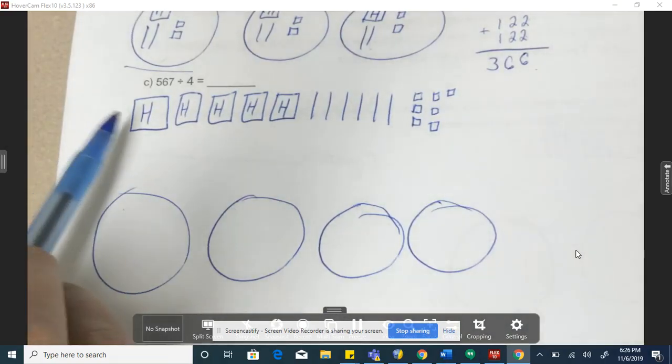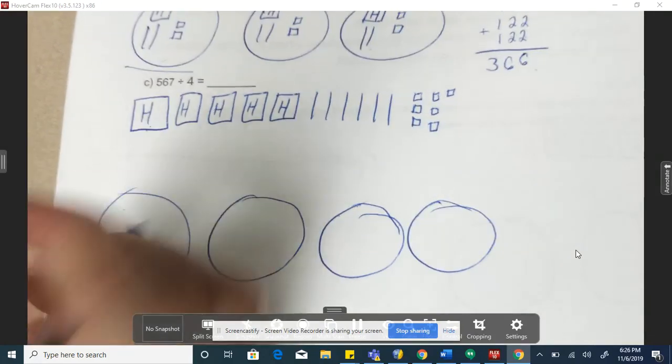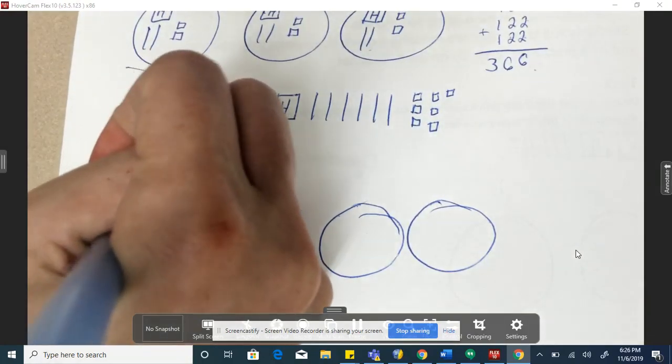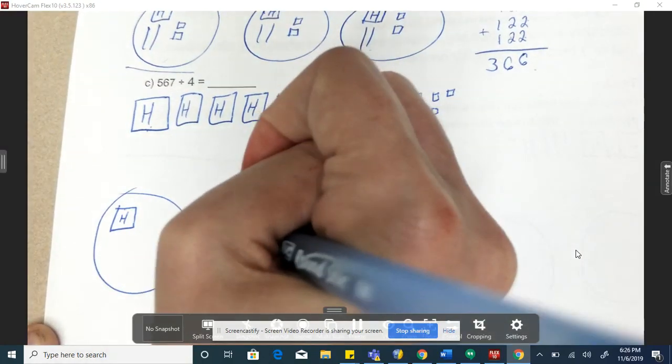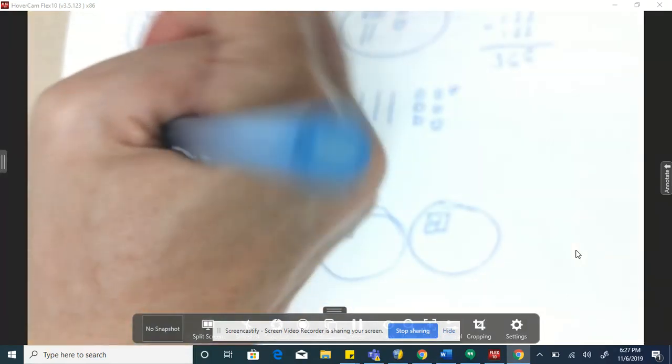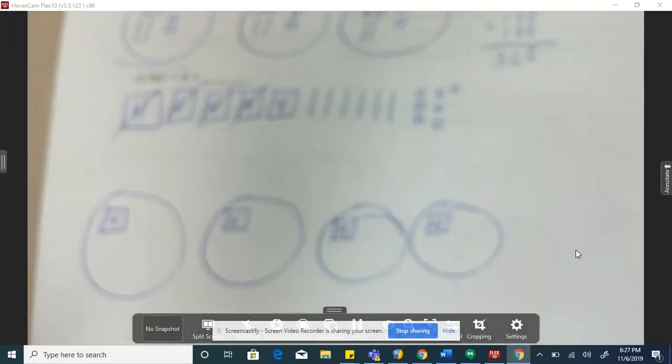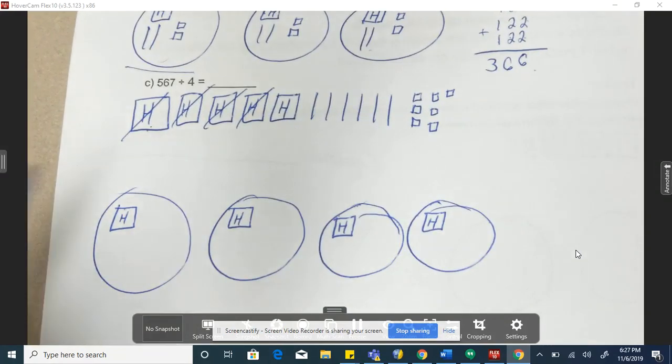Okay, so I'm going to start by distributing each of the hundreds. I'm going to put 100 in each group. Cross out the ones I've used. Let's see. Well, interesting. We still have 100 left over, and I know I can't evenly distribute 100 between 4 groups, so I'm going to do what I had done with the tens earlier, and I'm going to regroup this.